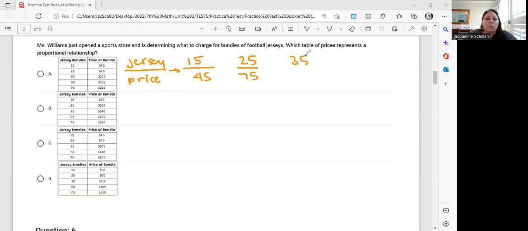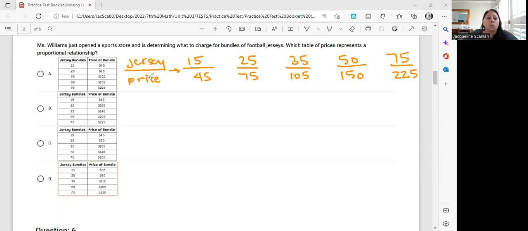35 jerseys cost $105. 50 jerseys cost $150, I think that says. And 75 jerseys cost $225. What I'm trying to see is, are these all equal to each other? Right? There are a lot of ways that I can do this.